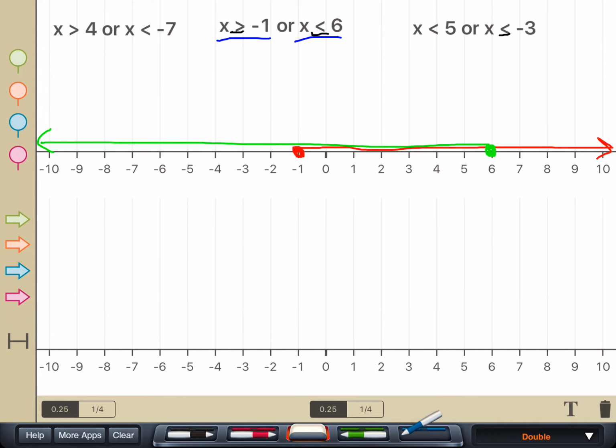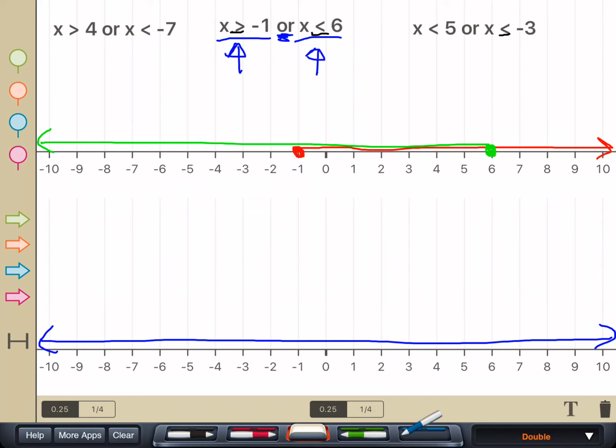Are there any numbers in this image up here, the first number line, that are not included for one inequality or the other? No, there are not. So what this means is that our graph is going to look like this. The whole number line works. Each one of these numbers going off in infinity to both directions will work for either this inequality or this inequality.